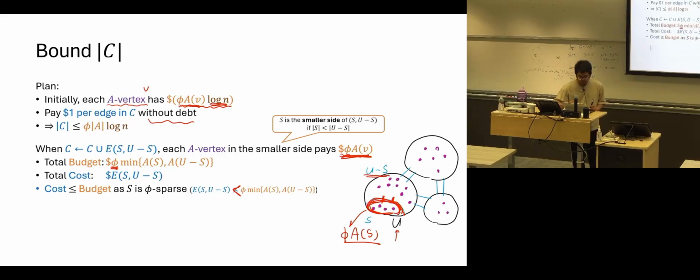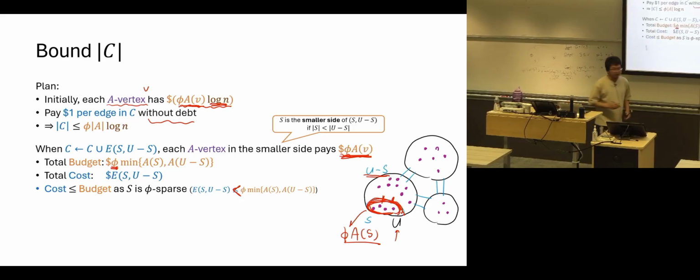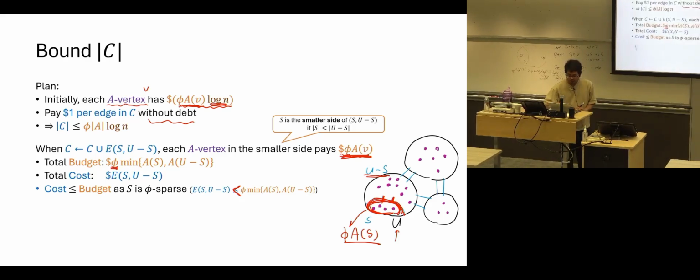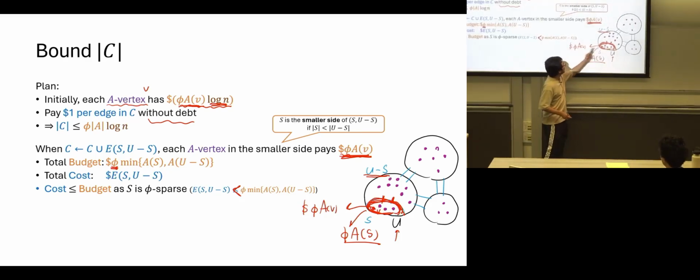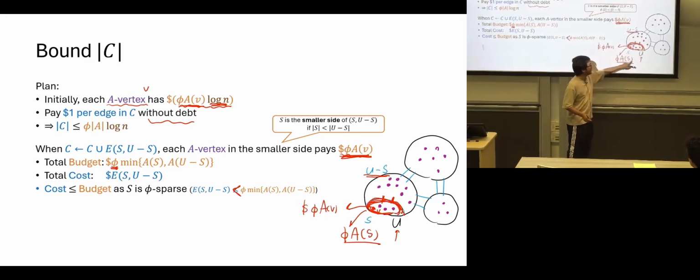It means that every node in A, for example this node V, will pay, like give us some money. How much? Like this many dollars. And every node here will give us this much money. So in total, we get this much money.